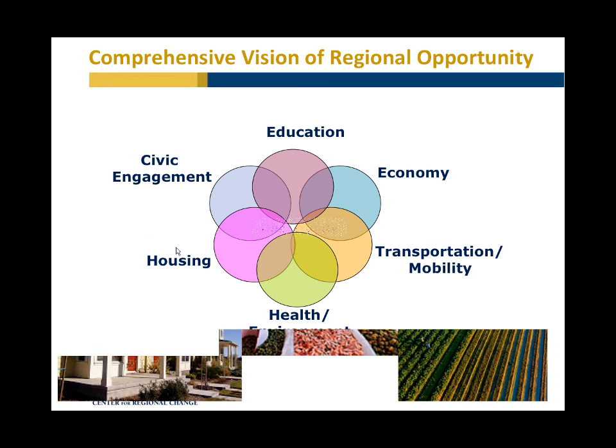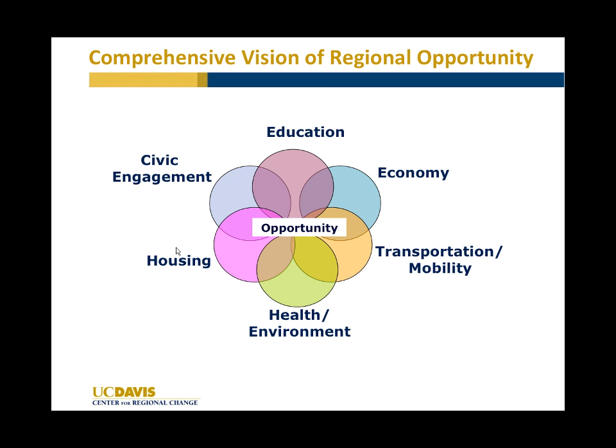And we take a model that really tries to look at the intersections of multiple different factors. Partially it has to do with the educational conditions, partially the strength of the economy, partially transportation and mobility access, partially health and the environment, partially housing, and partially the ability of people living in communities to be engaged in the political and civic life in that area. And it's really at the center of all those different factors that opportunity lies.